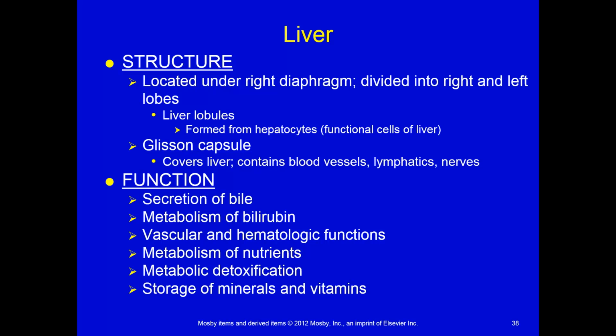Okay. What I want to do is just talk a little bit about the structure and function of the liver, and then we'll end there and finish up on Monday. So the liver, located right under the right diaphragm, is divided into the right and left lobes. The liver lobules are the little lobes of the liver. They're formed from the functional cells of the liver, those filtration, detoxifying cells called hepatocytes.